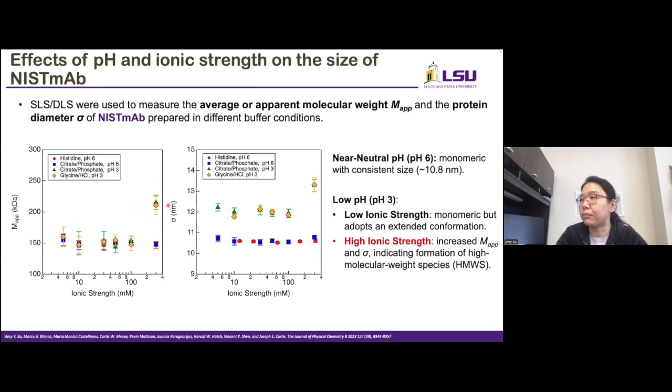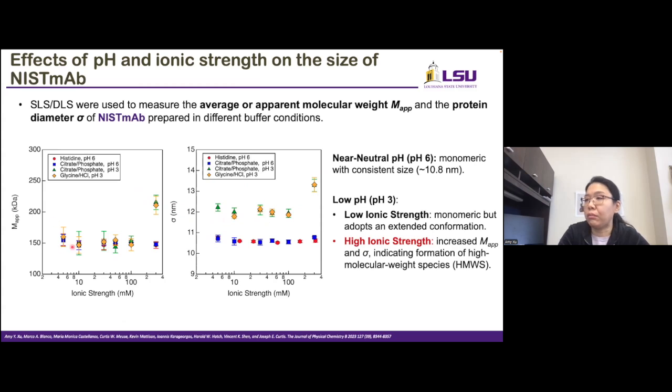Now we look at the size of the antibodies measured at different conditions. At pH 6, the diameter of the antibody remains constant across all the examined ionic strength conditions, around 10.5 or 10.6 nanometers throughout. However, as soon as the pH drops to pH 3, the size of the antibody increases, and shows that at pH 3, the antibody has a size around 12 nanometers.